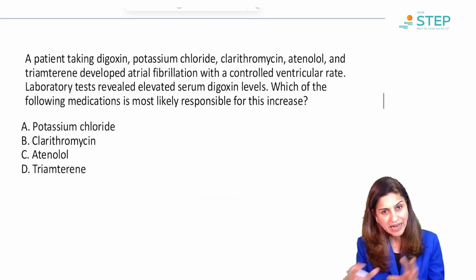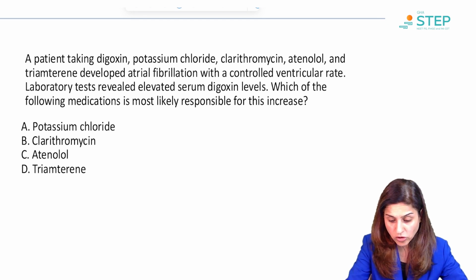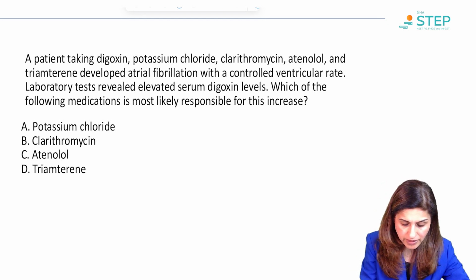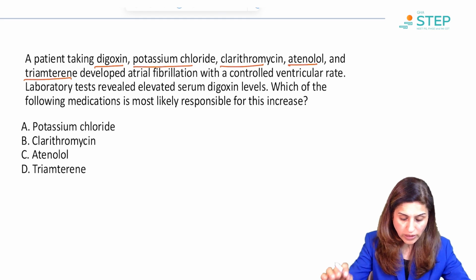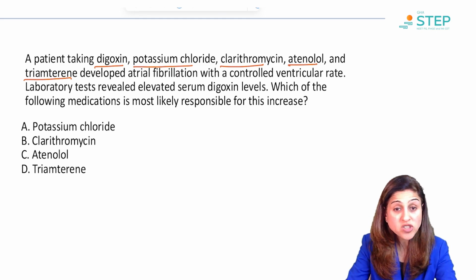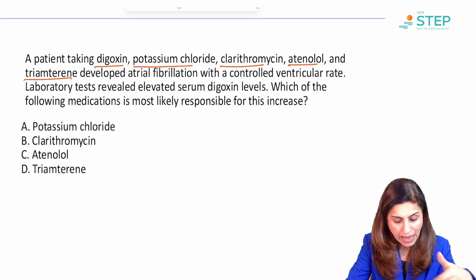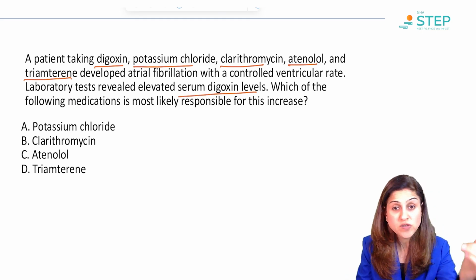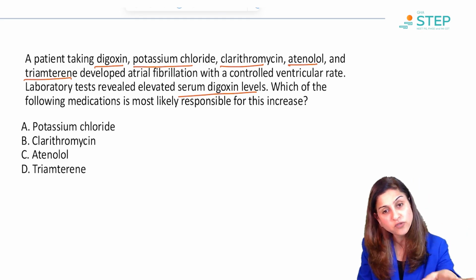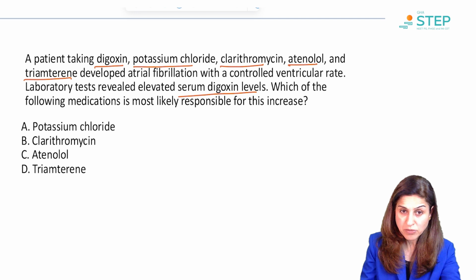Now, a similar kind of question. A patient is taking digoxin, potassium chloride, clarithromycin, atenolol, and triamterene. The patient has developed atrial fibrillation now, with a controlled ventricular rate, and lab tests reveal elevated serum digoxin levels. Which of the following medications is most likely responsible for this increase? Whether it is potassium chloride, clarithromycin, atenolol, or triamterene.